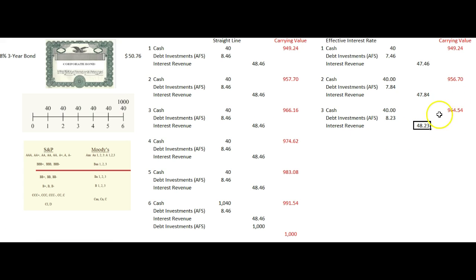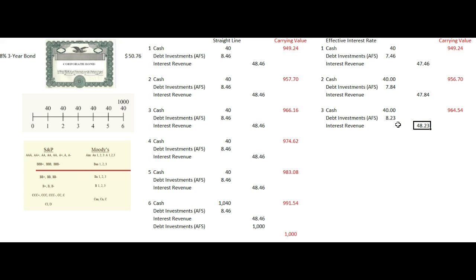The carrying value of the bonds at the beginning of the 6-month period is the carrying value from before plus the $7.84 we added. That means the carrying value of the bonds is now $964.54. 5% times that gives me the $48.23. I know I'm getting 40 bucks in cash, so to make this journal entry balance, I have to debit debt investments available for sale for $8.23.